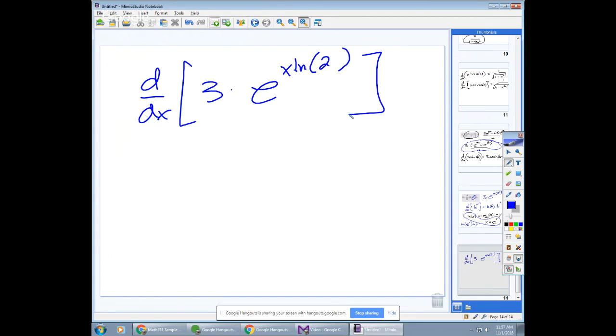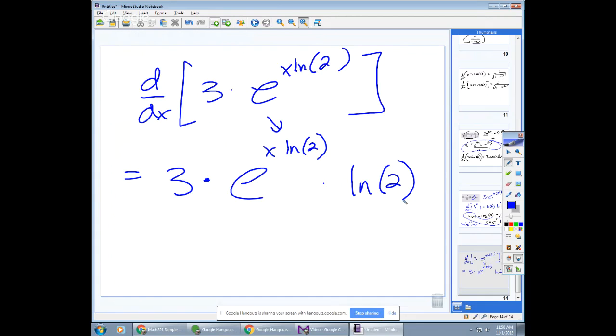So then here I'm just going to apply the chain rule. So to take this derivative, the 3 is just chilling out. The derivative of e to the something is e to the something. But then the chain rule says I have to multiply by the derivative of the exponent. What's the derivative of something times x? It's that something, right? Derivative of 2x would be 2, the derivative of 3x would be 3. So the derivative of x times the natural log of 2 is just the natural log of 2. Because ln 2 is just a constant.